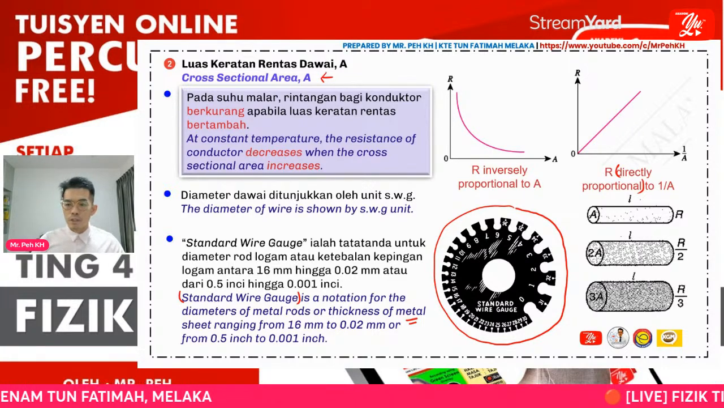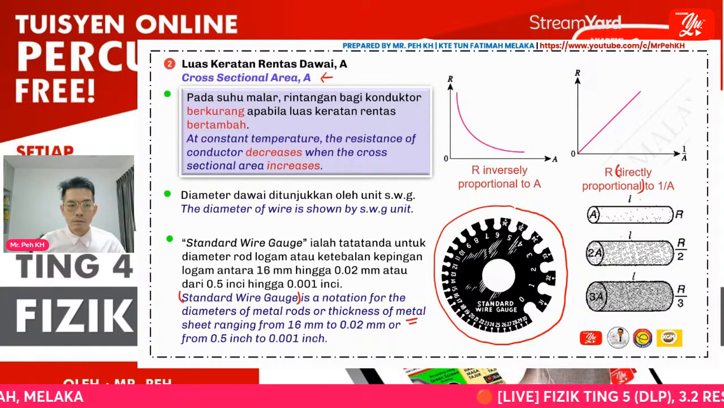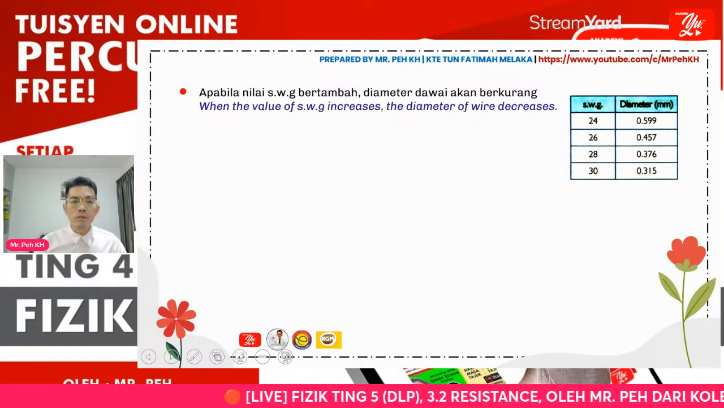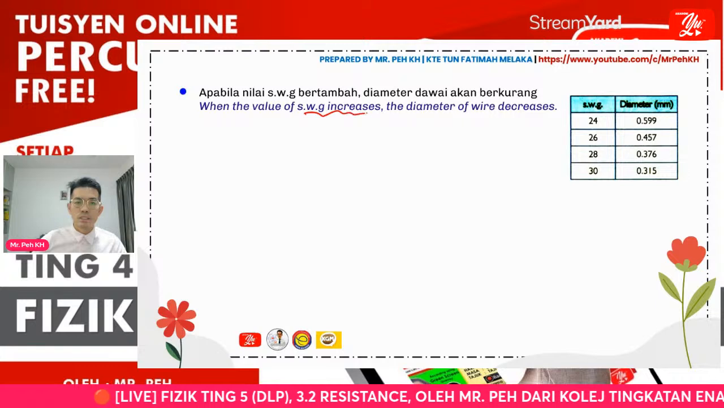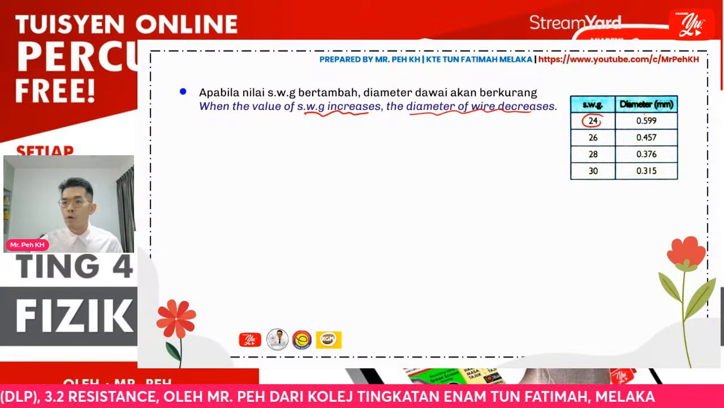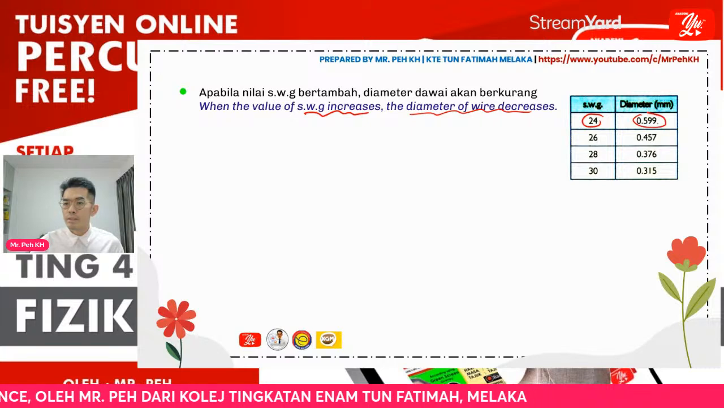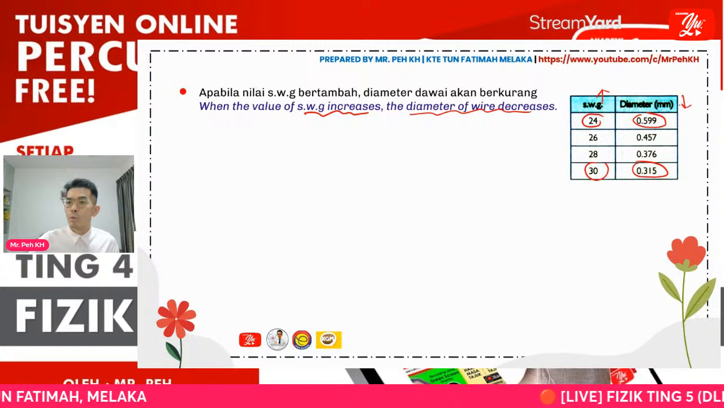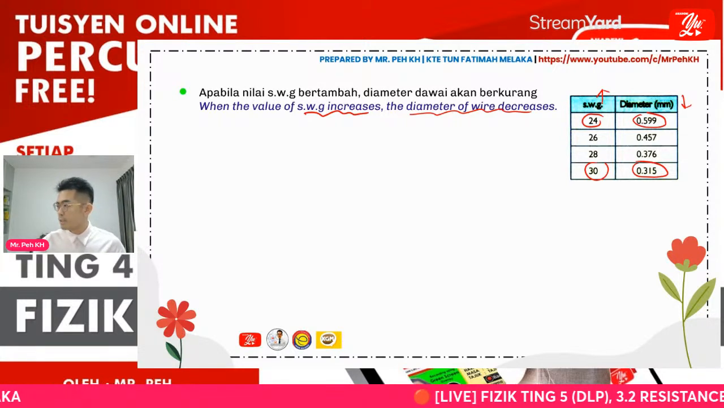Okay, so these are the meanings of SWG. The value of the SWG increases when the diameter of the wire decreases. You can see 24 SWG, the diameter is actually bigger. So when the SWG increases, the diameter of the wire decreases.